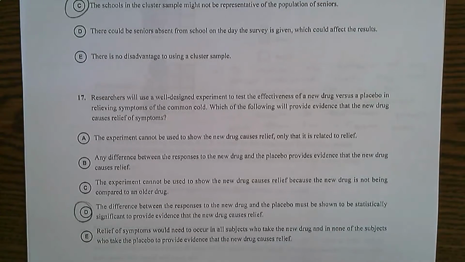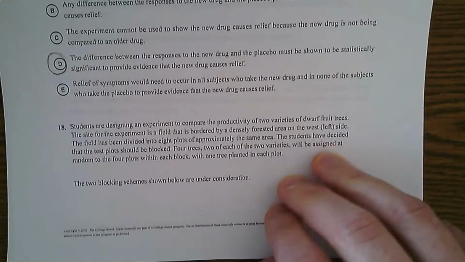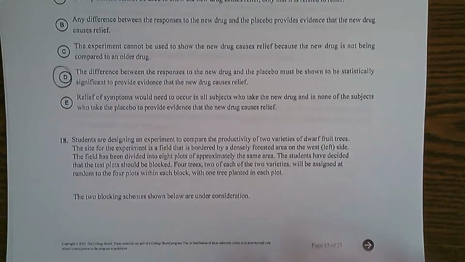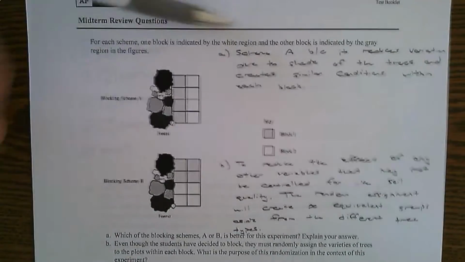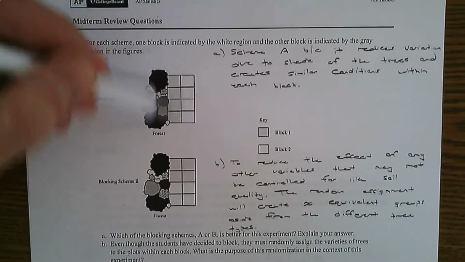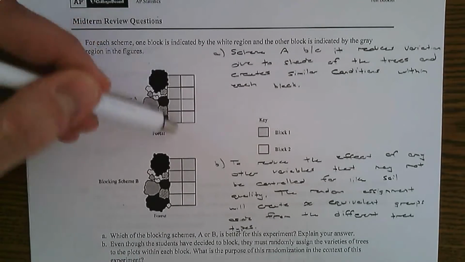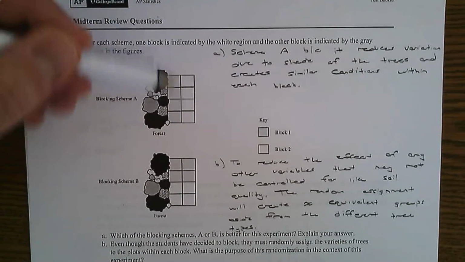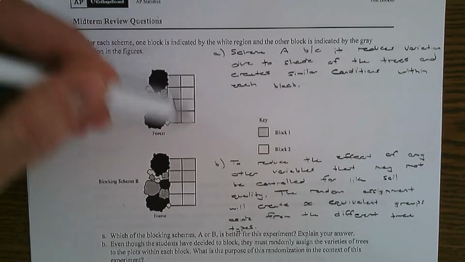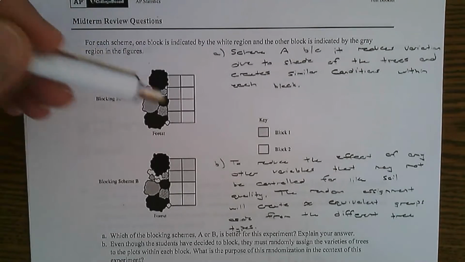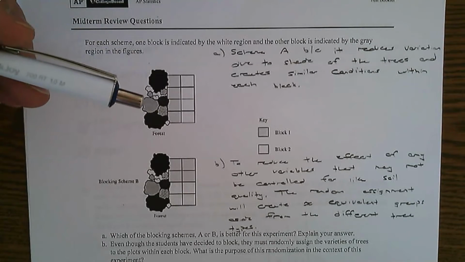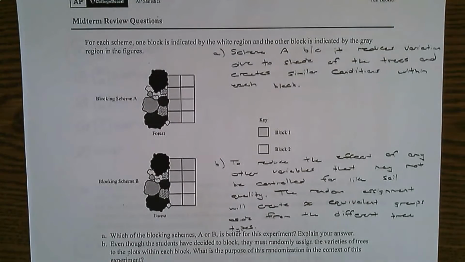All right, question 18 gets into a short answer question, deals with blocking, and they give you these two different blocking schemes. Remember, we block to create similar conditions. So blocking scheme A is what I want to pick, because now all the dwarf trees that I plant in this block are going to be close to the forest, getting more shade, and all the ones away from the forest in block B are probably going to be getting more sunshine. So I can see if the shade or sunshine has an impact on their growth.